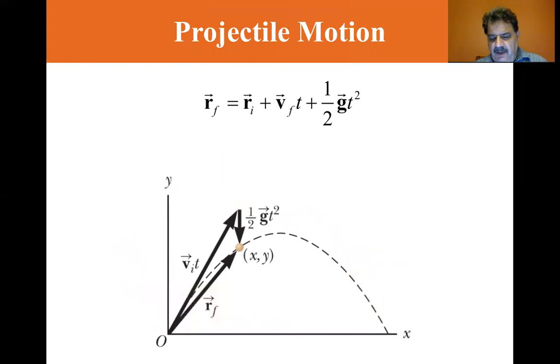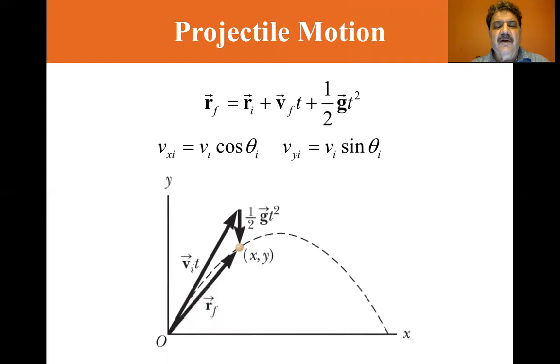The initial x and y components of the velocity are v initial times cosine theta initial, and the vy initial is v initial times sine theta. So we're getting the components of the velocity vector, the horizontal component and the vertical component.